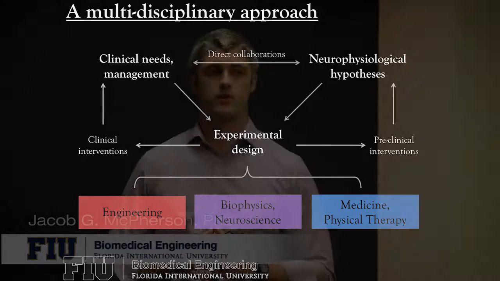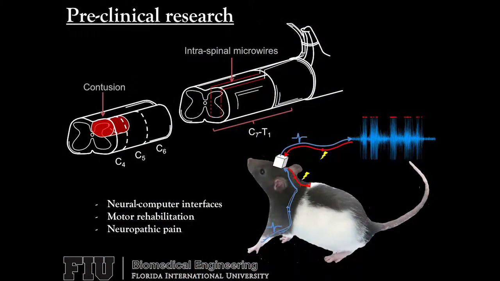So there are basically two arms of the research in the lab. One is preclinical research, so this is in rodent models of spinal cord injury in particular. We're looking at motor rehabilitation and neuropathic pain after spinal cord injury. And this is largely driven by a neural-computer interface. You've probably also heard the term brain-computer interface. Those are essentially interchangeable in this case. So really we're stimulating in the central nervous system, and we're recording from the central nervous system.